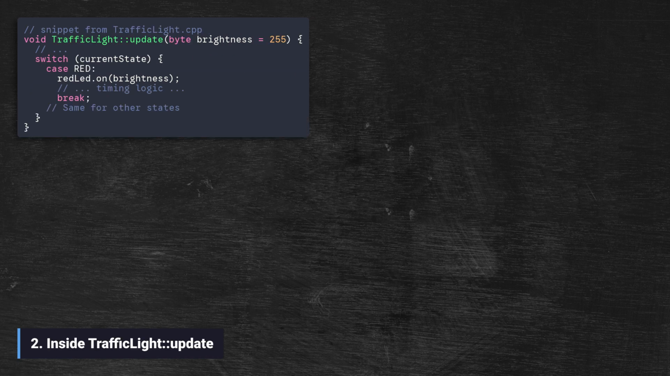Inside the TrafficLight class, the update method receives that brightness byte. Regardless of which state we are in, red, green, or yellow, the current LED is told to turn on with that specific brightness level. Because our LED class uses analog light, the physical light responds instantly as you turn the potentiometer.